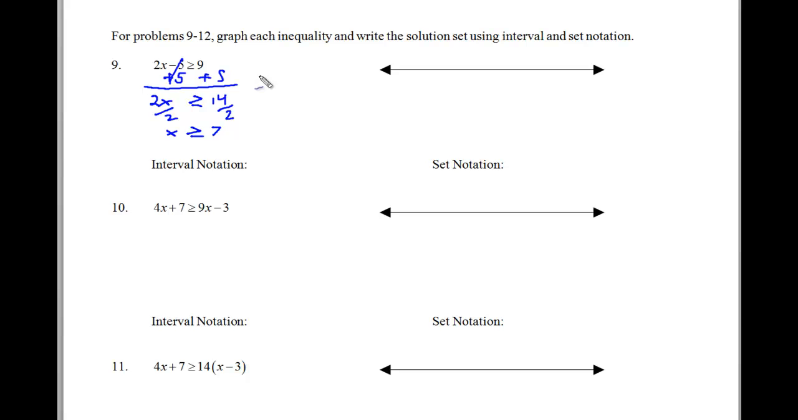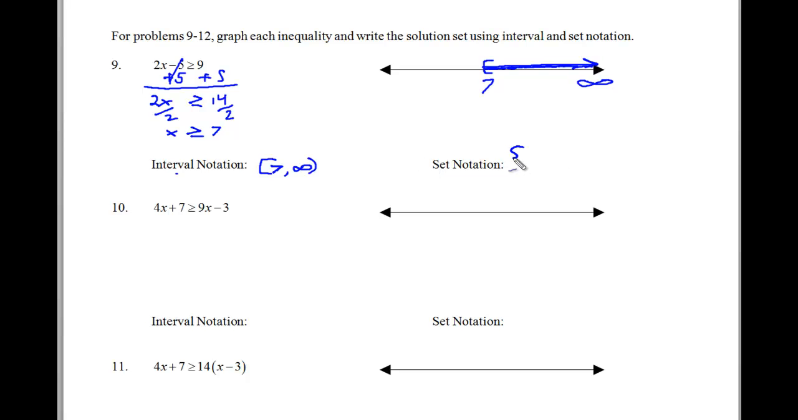Now what we're going to do here is then plot this on the graph. We'll start our number line at 7, and since this is greater than or equal to, this will be a bracket, and we'll have the arrow go to the right. And that right there shows that x is greater than or equal to 7. Since this is going to positive infinity, our interval notation is going to be the bracket at 7, comma, positive infinity with a parenthesis. Infinities always have parentheses since we're never actually getting there.